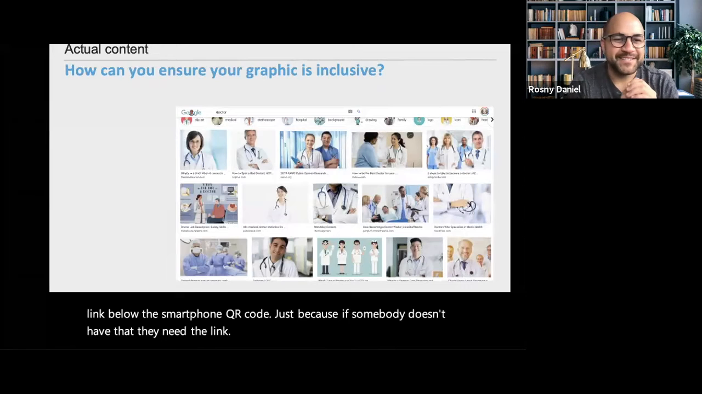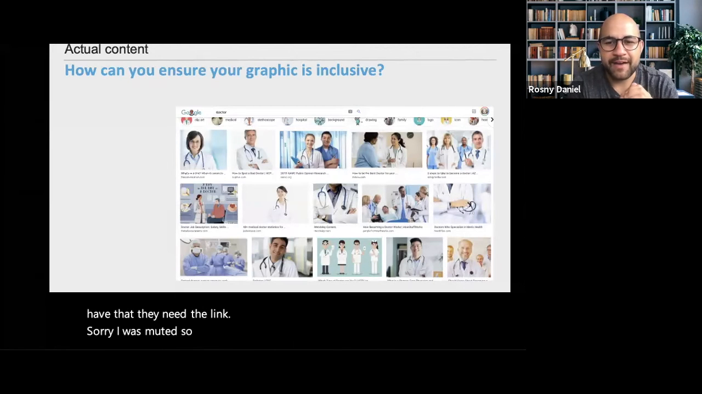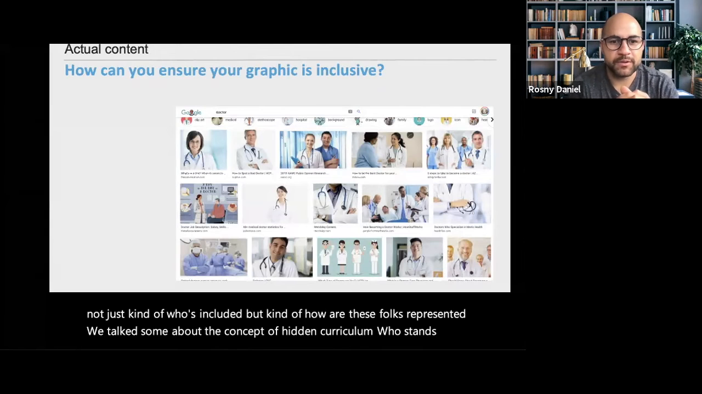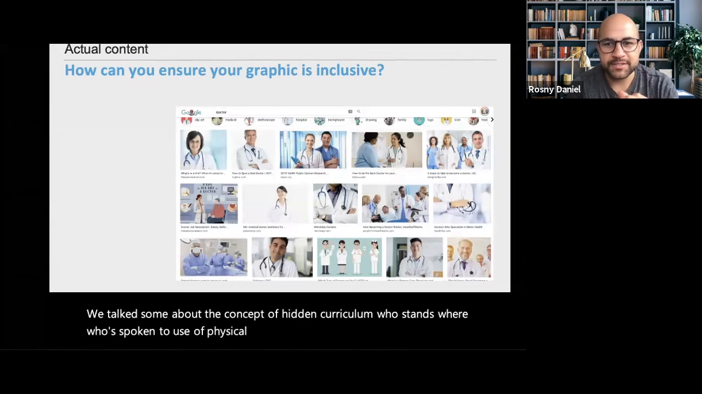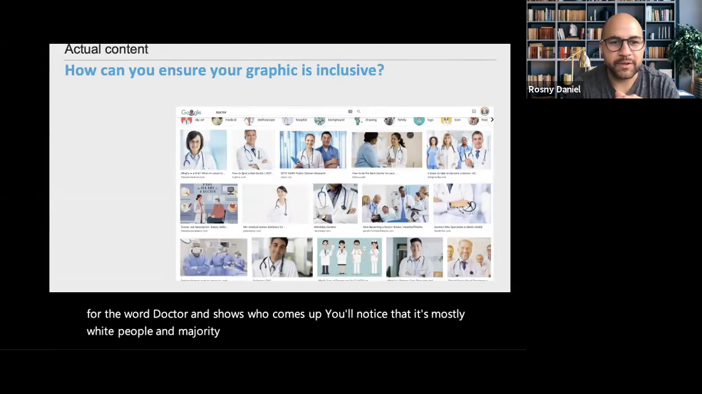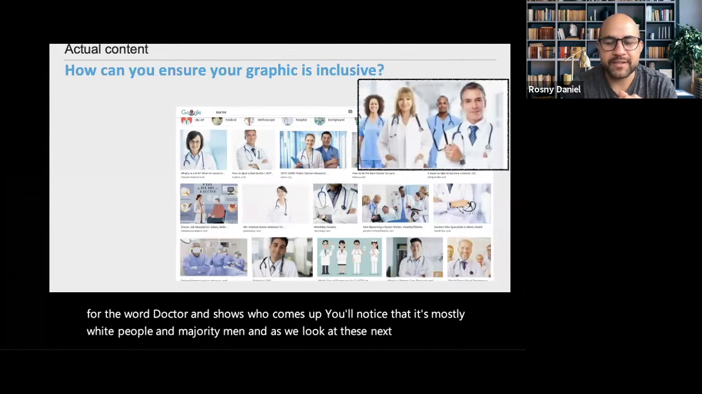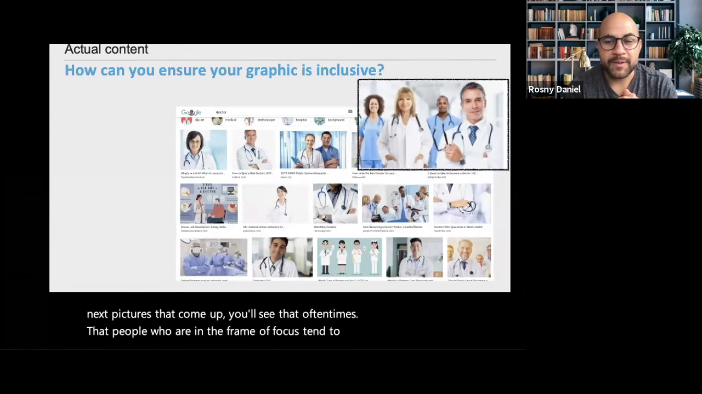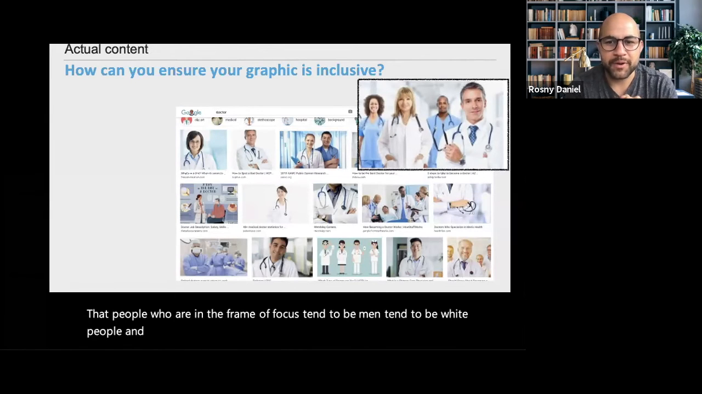Sorry, I was muted. So another thing we think about with these graphics is not just who's included, but how are these folks represented. We talked some about the concept of hidden curriculum, who stands where, who's spoken to, use of physical space, etc. This is just a brief Google search for the word doctor and shows who comes up. You'll notice that it's mostly white people and majority men. And as we look at these next pictures that come up, you'll see that oftentimes the people who are in the frame of focus tend to be men, tend to be white people, and oftentimes the people of color and women are put into the background.